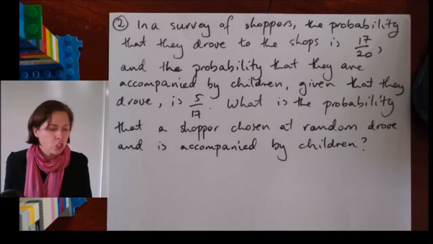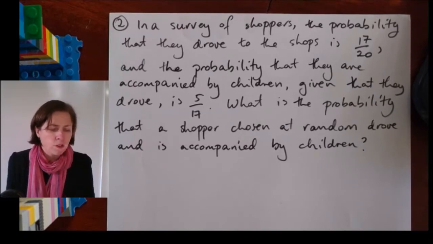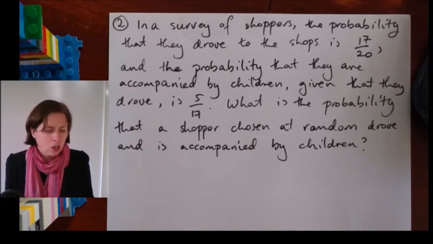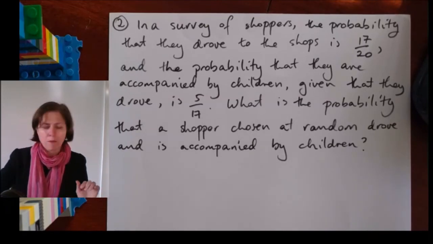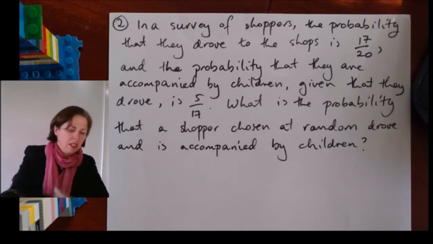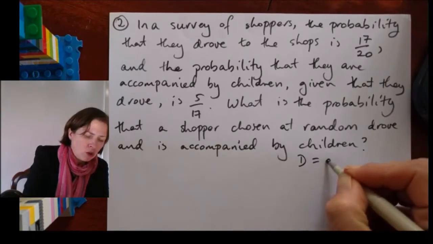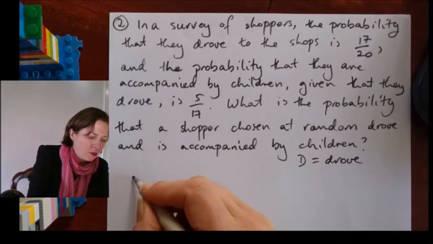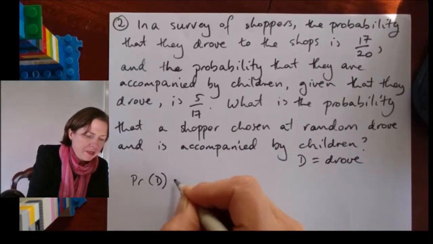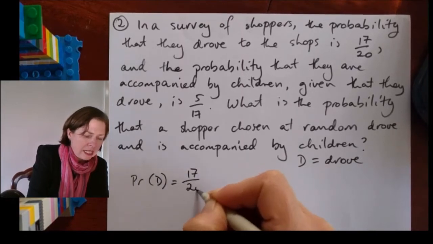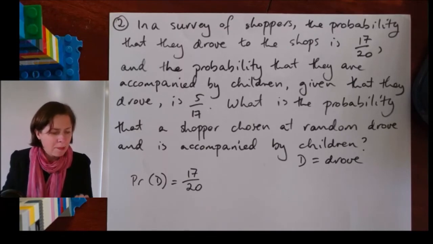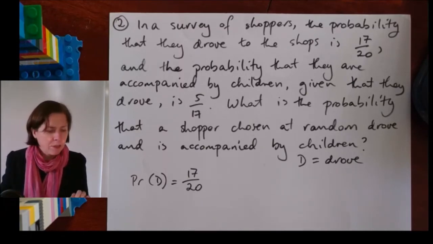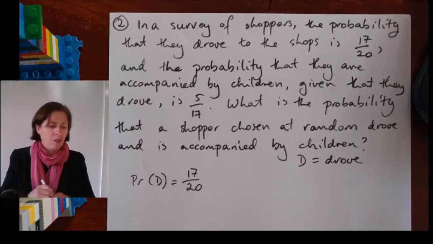In a survey of shoppers, the probability that they drove to the shops is 17 over 20. Now, even before I go on, I've just been given some information. I'm going to jot it down. I'm going to let D be drove to the shops. So the probability of D is 17 over 20. Let's keep going. The probability that they are accompanied by children given that they drove is 5 over 17.